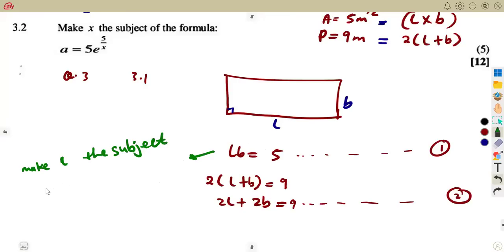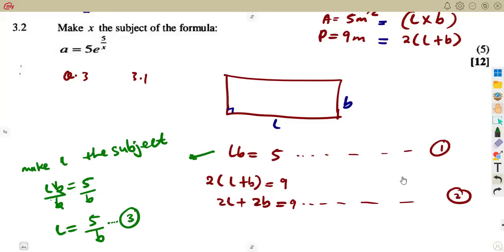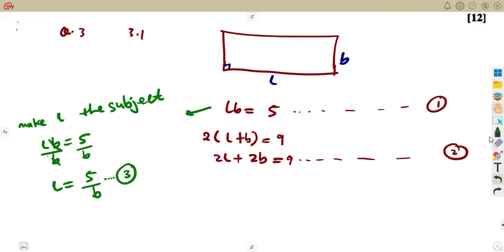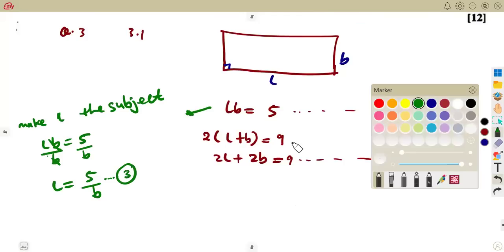I'm simply going to divide by B. Remember, LB is equal to 5. So I'm simply going to divide by B like this. So that's our L. So L is equal to 5 over B. And we're going to call this what? Equation 3. Remember, 1, 2. So this is now our equation 3. We made L the subject from equation 1.